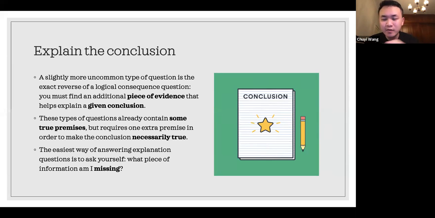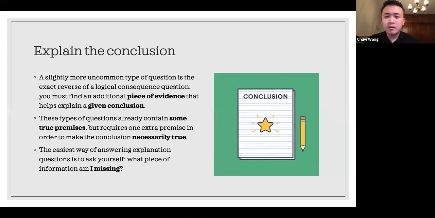Does everyone see how that's different from logical consequence? In a logical consequence question, they give you all the true pieces of evidence, and you have to find the only true conclusion. This is a bit of a flip on its head. They give you some of the evidence, they give you a true conclusion, and they ask you, hey, what's missing? What is the one extra piece of information, an additional piece of evidence, that will make the conclusion true? So we know that the conclusion is true and we know the other parts are true. We have to find an extra piece of evidence, which is usually not what we do because we usually find the conclusion.